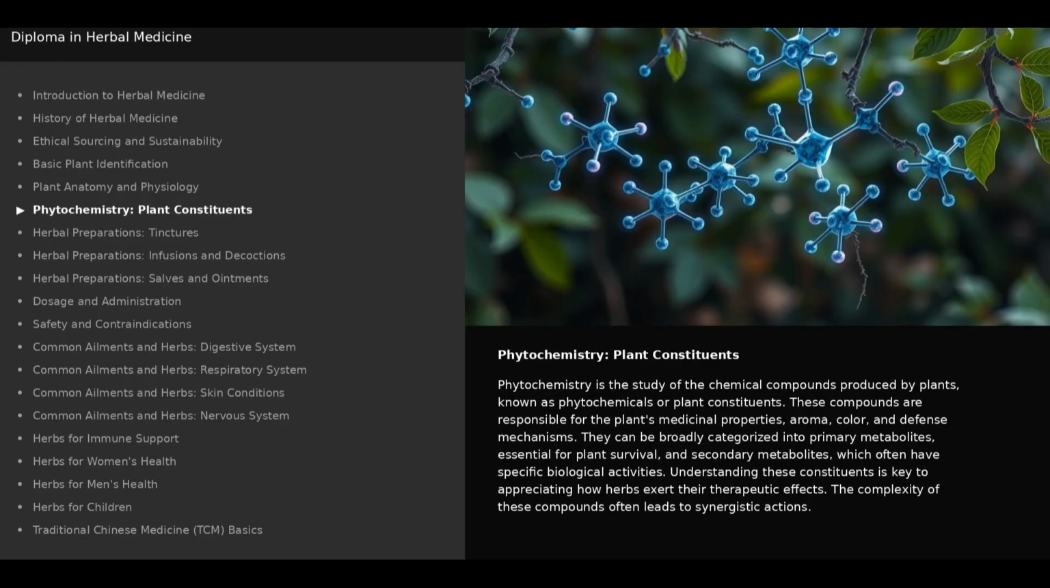Phytochemistry, plant constituents. Phytochemistry is the study of the chemical compounds produced by plants, known as phytochemicals or plant constituents. These compounds are responsible for the plant's medicinal properties, aroma, color, and defense mechanisms. They can be broadly categorized into primary metabolites, essential for plant survival, and secondary metabolites, which often have specific biological activities. Understanding these constituents is key to appreciating how herbs exert their therapeutic effects. The complexity of these compounds often leads to synergistic actions.